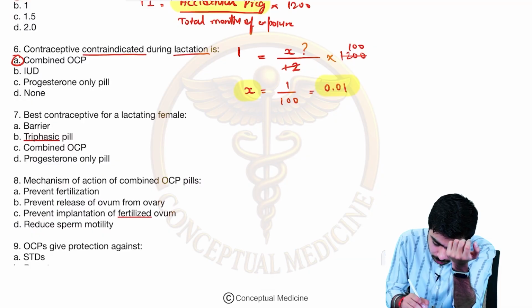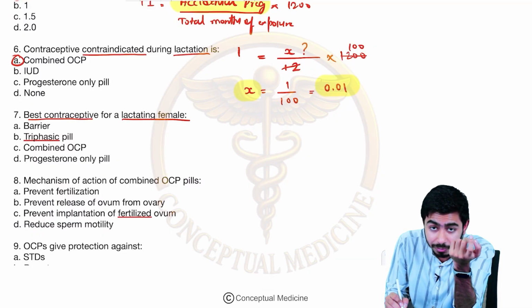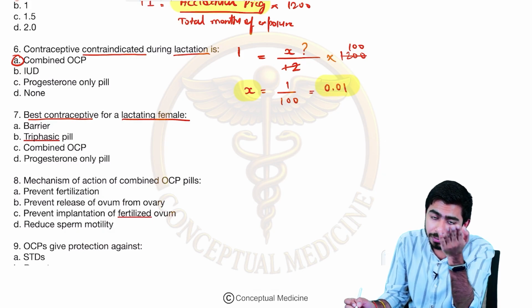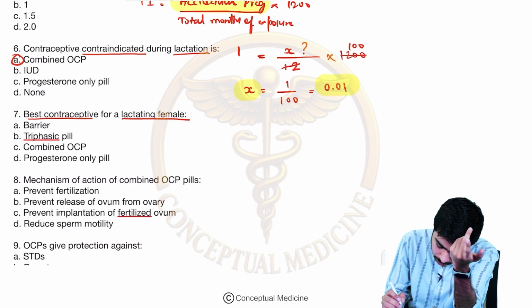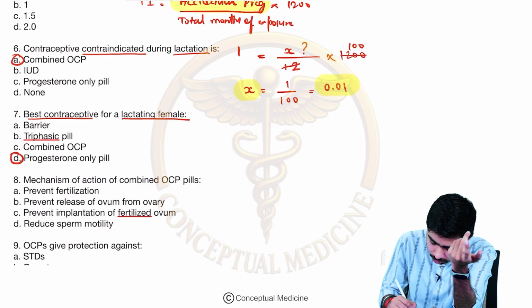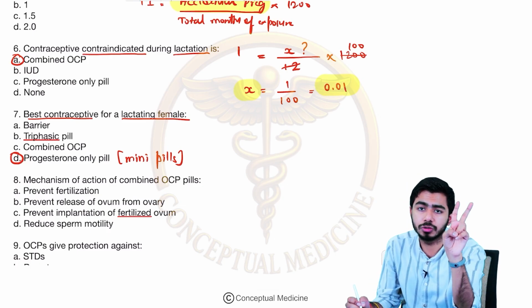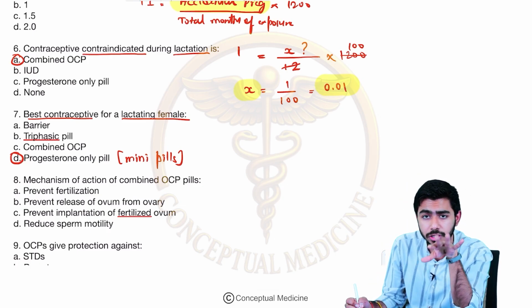Now, 7th one, best contraceptive for the lactating female. They are asking you this time. So best contraceptive, I told you, progesterone only pills or the mini pills. So progesterone only pills or the mini pills should be the answer. So that is the D option. These are not OCPs. OCPs contain both estrogen and progesterone, but these are the progesterone only pills, called the mini pills.